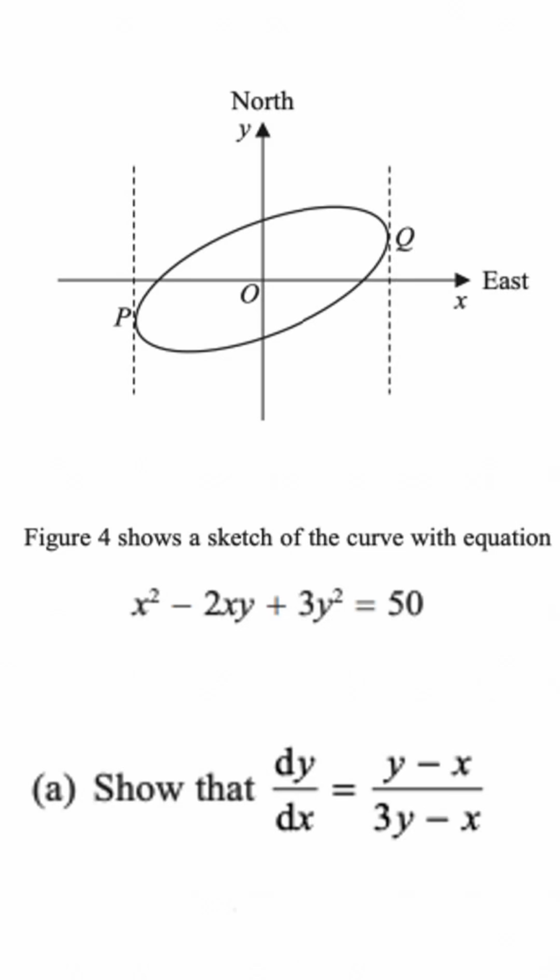Let's tackle a part of an A-level question on differentiation from the 2018 Edexcel A-level Mathematics Paper 1. This question has an implicit relation, for which we must prove that the derivative is equal to this. Since we are differentiating an implicit relation, we must use implicit differentiation. Additionally, as you can see, we have an xy term here. For this, we must use the product rule.